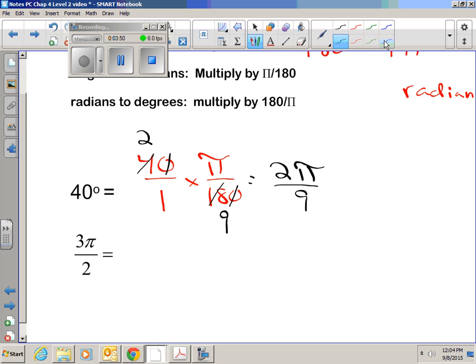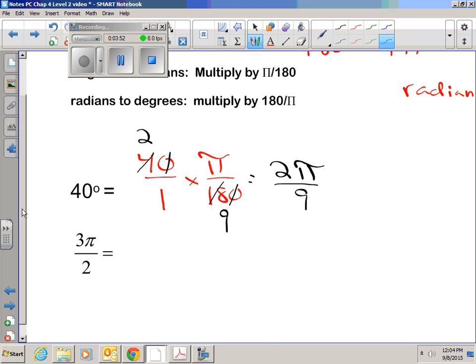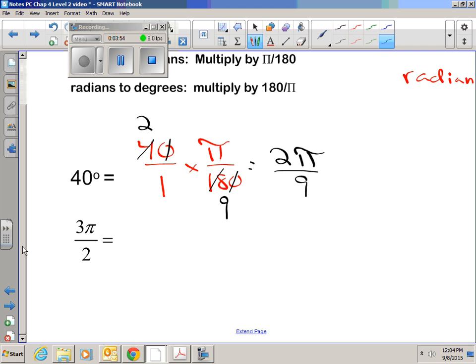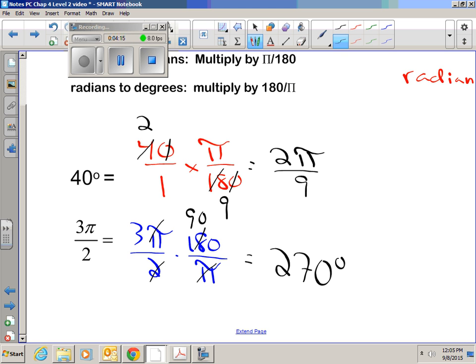Right here, our problem is in radians to convert to degrees. I'm going to take 3 pi over 2 times 180 over pi. I am going to cancel my pi's. I'm going to cancel the 2 with the 180 and get 90. So I'm left with 3 times 90, which is 270 degrees.